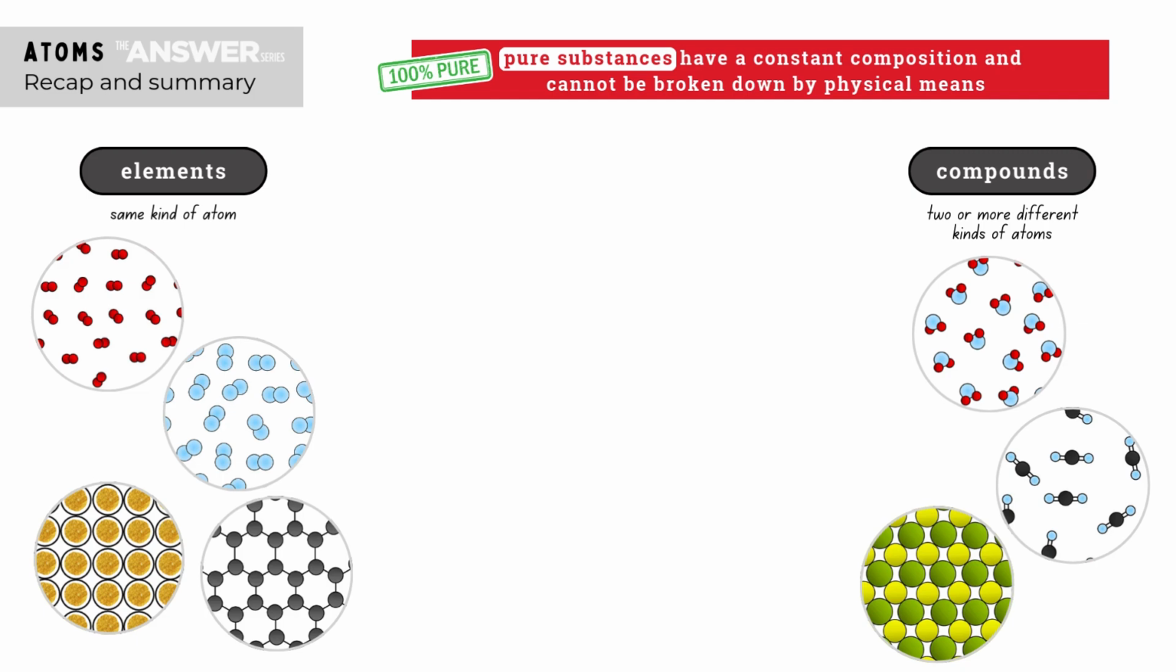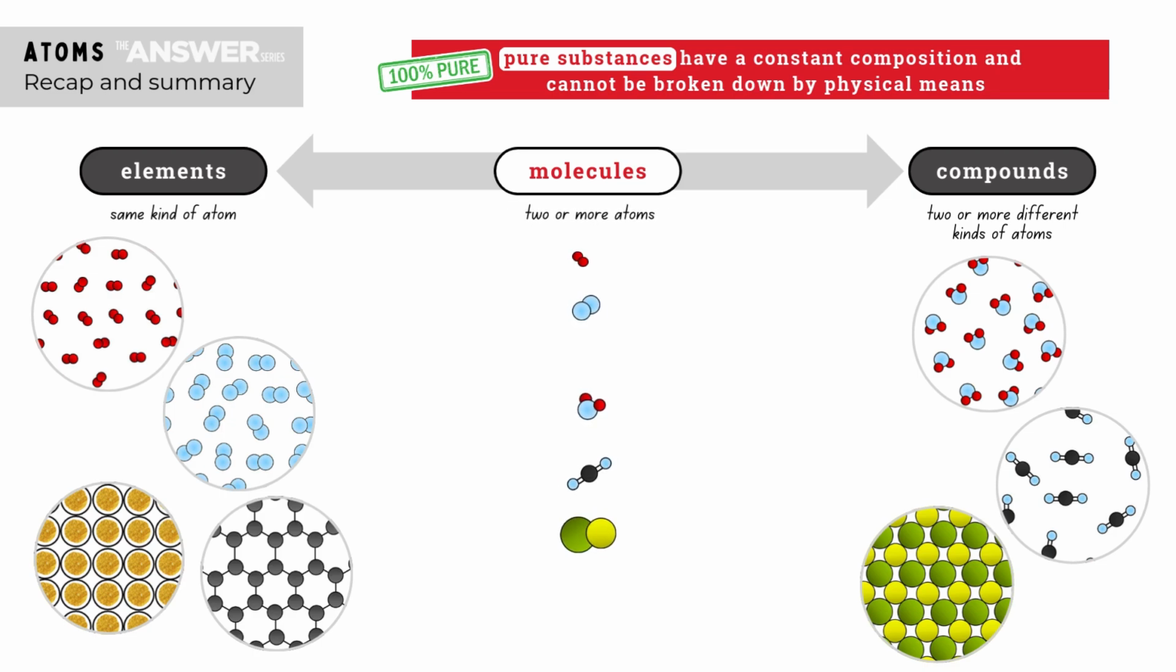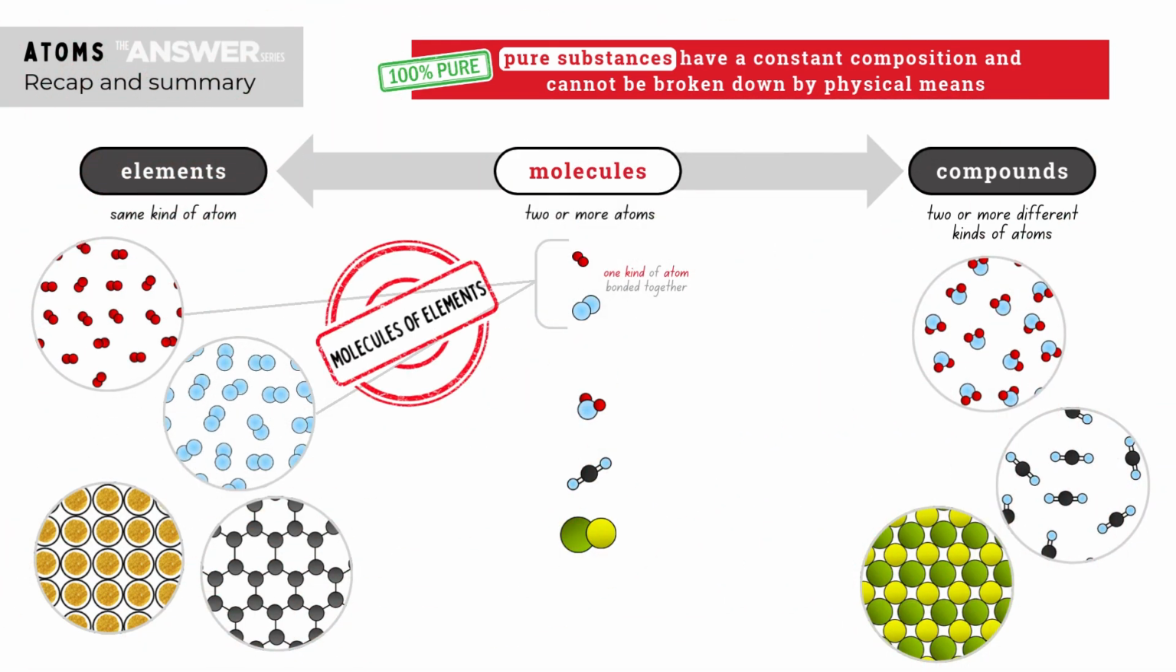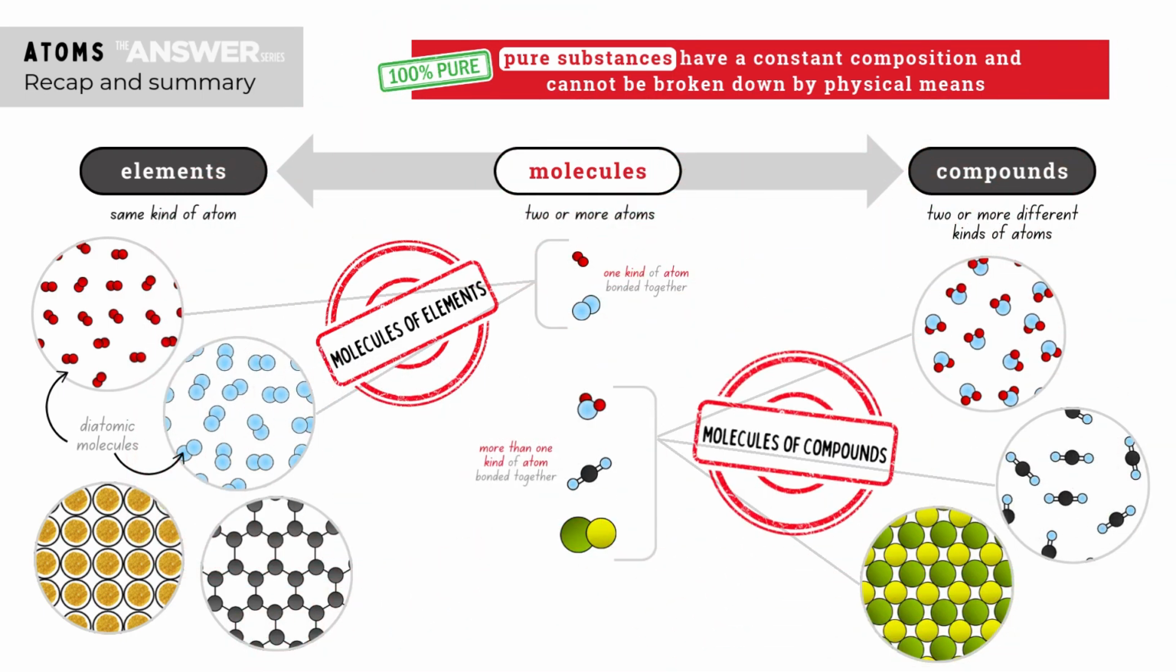chemically bonded together. Molecules connect these two because molecules can either form elements or compounds. Molecules are made up of two or more atoms that are chemically bonded together in a fixed ratio. If the atoms in the molecule are the same kind, it's called a molecule of an element or a diatomic molecule. If the atoms in the molecule are different, in other words, they're atoms from different kinds of elements that have bonded together, then we call it a molecule of a compound.